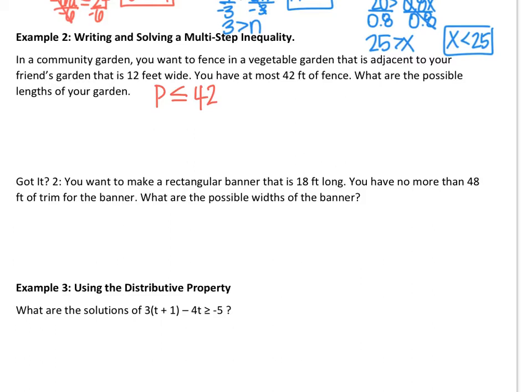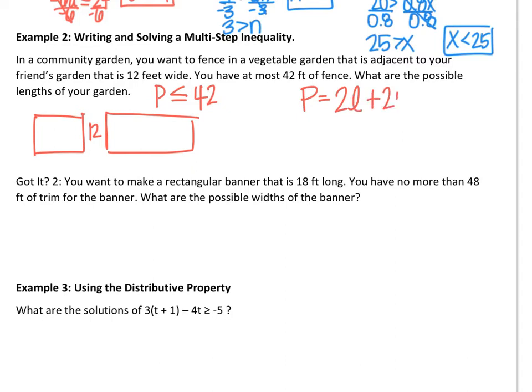You already know that your garden, because here's your friend's garden right here, and it's 12 feet wide. So if you put your garden right next to it, yours is going to have to also be 12 feet wide. So since we know that the perimeter is 2 times the length plus 2 times the width, we already know that 2 times the length plus 24, or 2 times 12, is going to be your perimeter. I also cannot have a perimeter that is greater than 42, so this has to be less than or equal to 42, and we solve it.